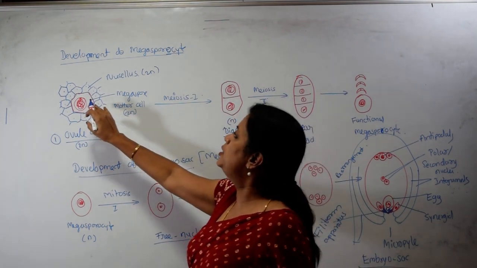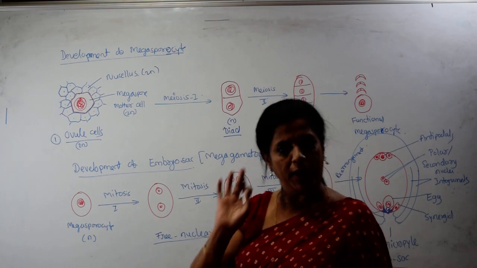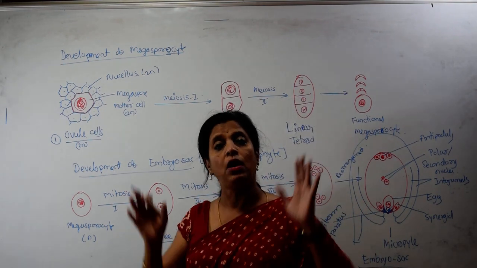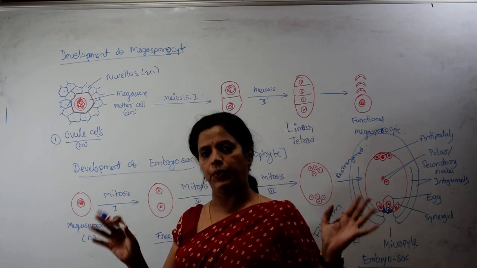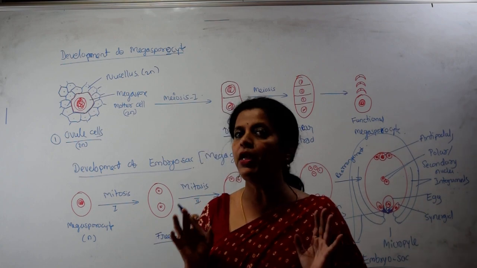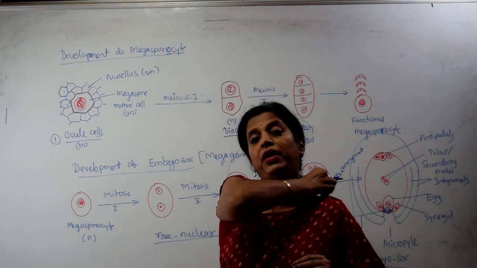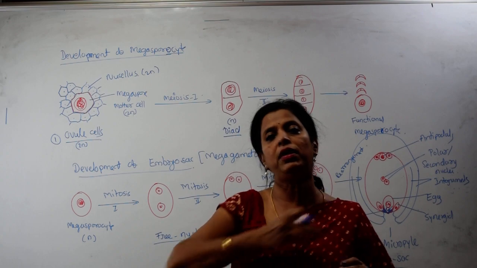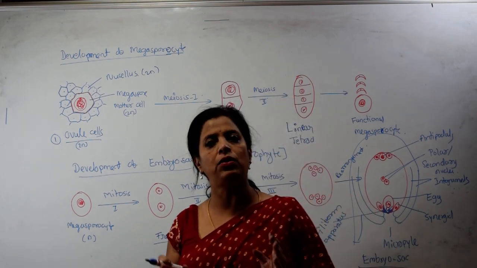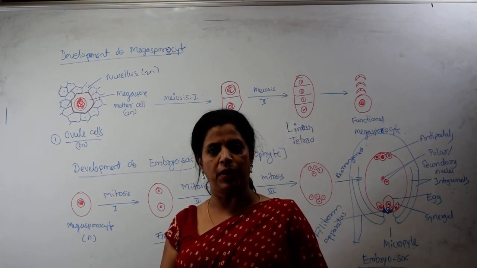Now, this megaspore mother cell undergoes meiosis 1. You all know, mitosis and meiosis knowledge is very important from first PUC. Mitosis is a simple equational division, you know. Now I am saying the word meiosis. Wherever gamete formation happens, there we have to learn about meiosis properly.